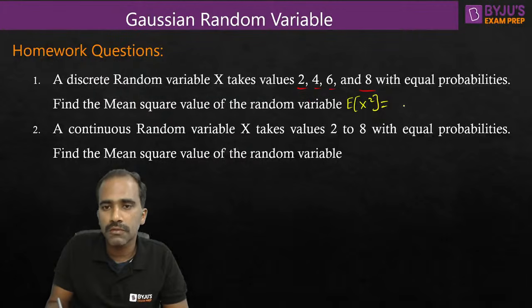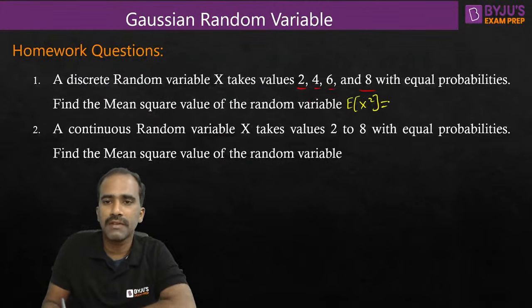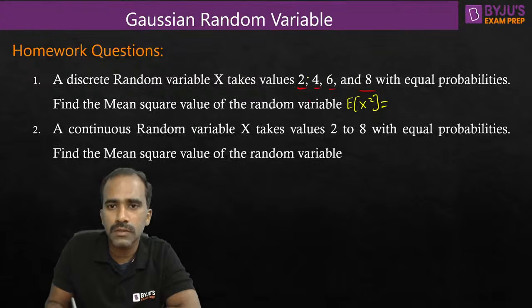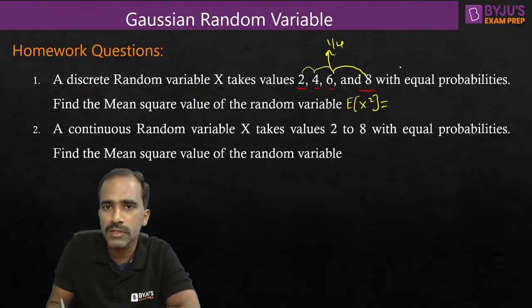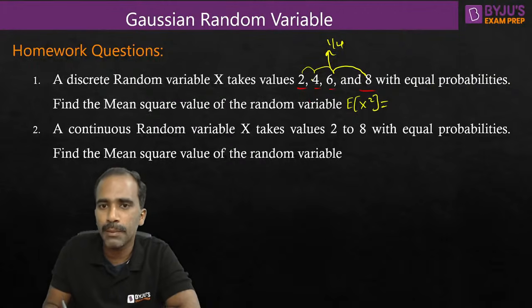So the formula we can write. Actually, I've taught you without formula also. Let's go with the basics. There are 4 values here, and since they all have equal probabilities, what is the probability of each of them? It is 1 by 4, because it is said that they all have equal probabilities. So 2, 4, 6, 8, all of them have the same probability, which is 1 by 4.